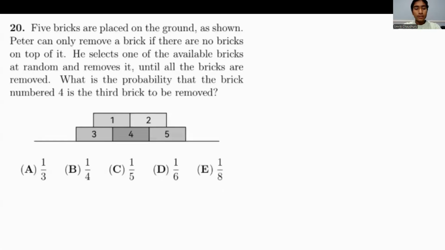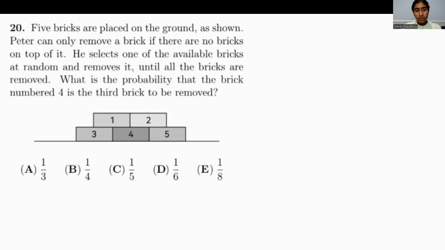Number 20. 5 bricks are placed on the ground, as shown. Peter can only remove a brick if there are no bricks on top of it. He selects one of the available bricks at random and removes it until all the bricks are removed. What is the probability that the brick numbered 4 is the third brick to be removed?